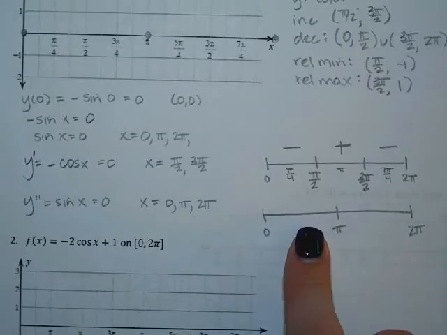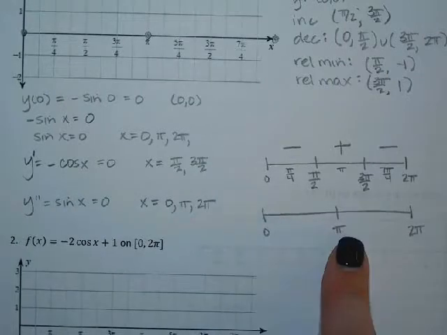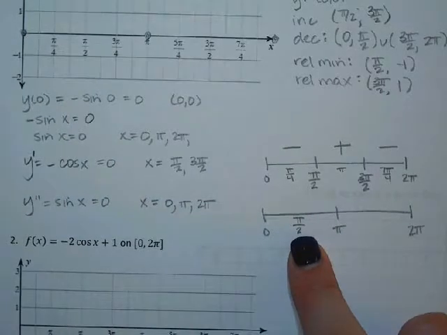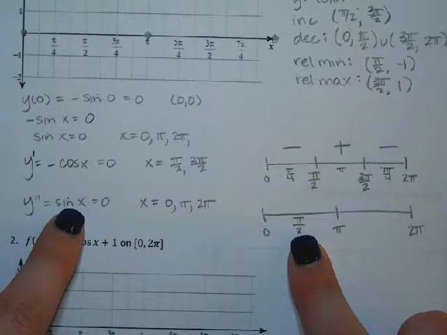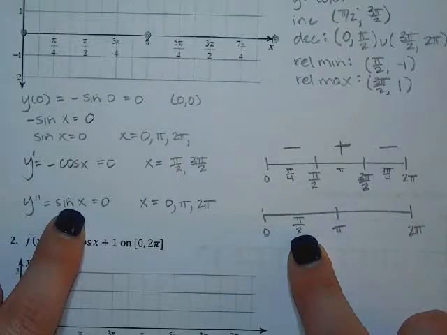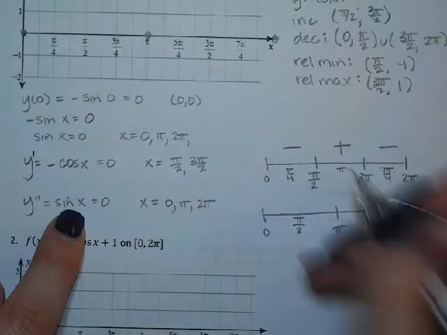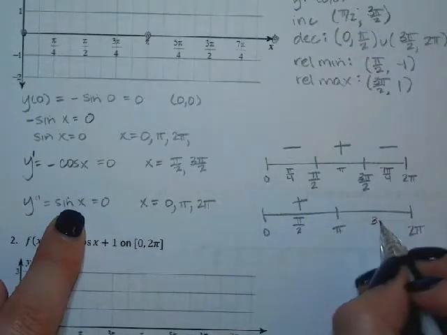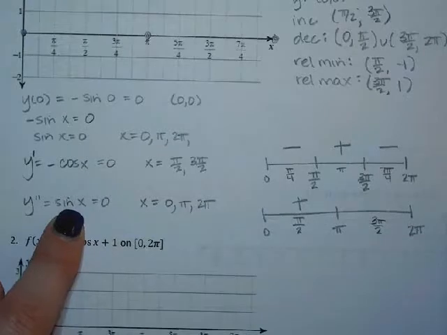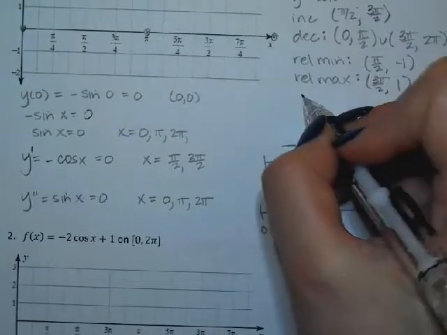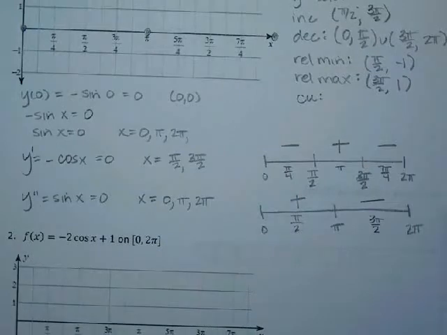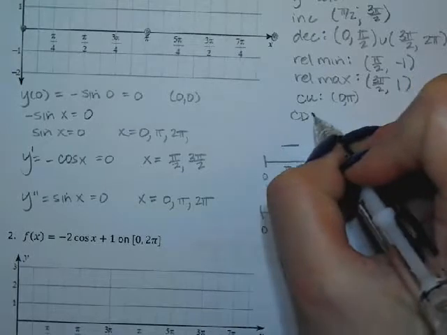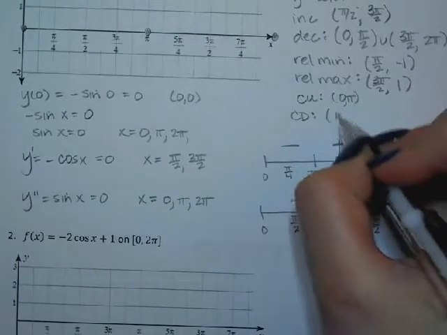All right, and then for this one, what's a number that's between 0 and pi? Pi halves. So at pi halves, the y coordinate is positive, and we're just plugging it in here. So it's going to be positive. And what's the number between pi and 2 pi? 3 pi halves. And at 3 pi halves, the y coordinate is negative. So it's going to be negative. So concave up is 0 to pi. Concave down is pi to 2 pi.